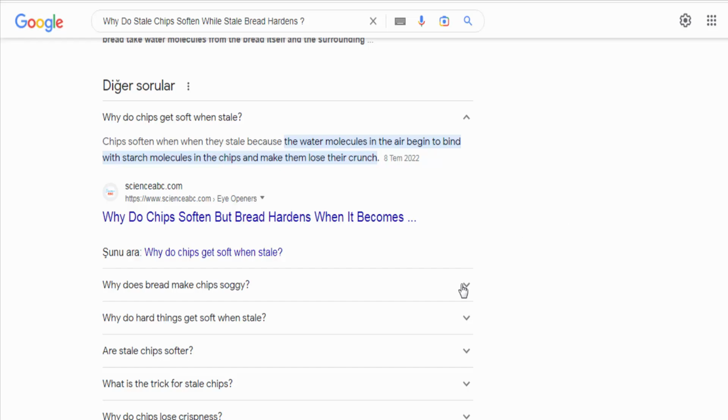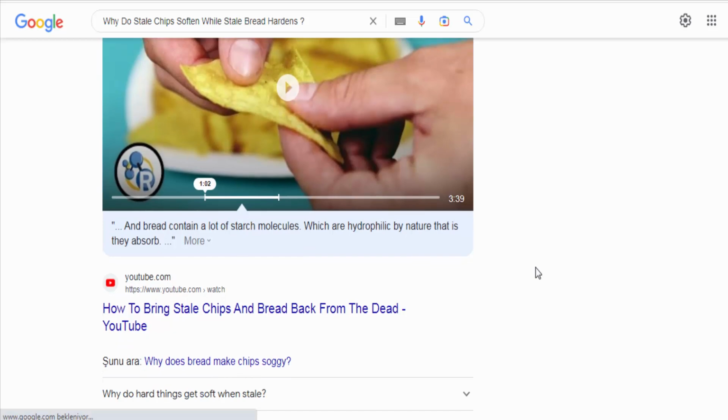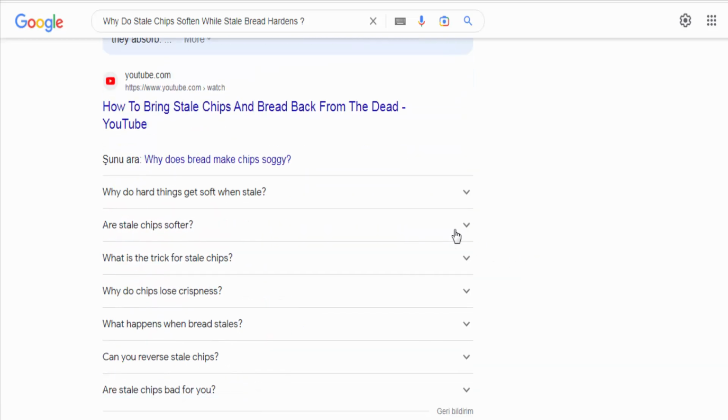Stale bread tends to lose moisture over time, leading to the hardening of its texture. The moisture evaporates from the bread, causing it to become dry and firm.